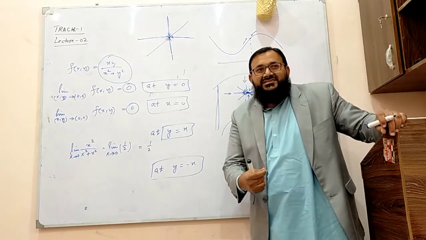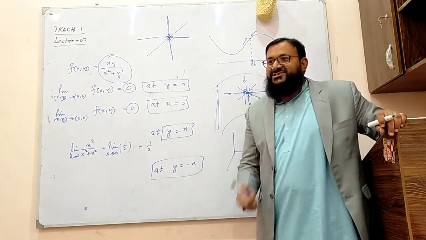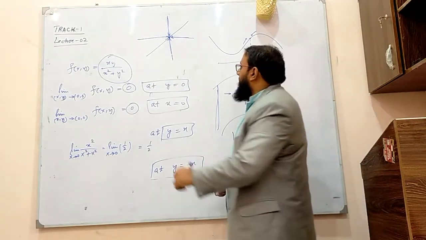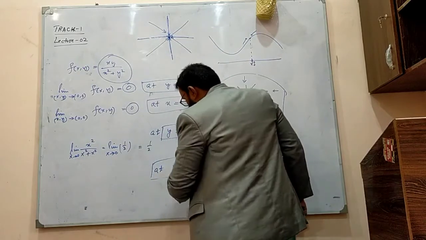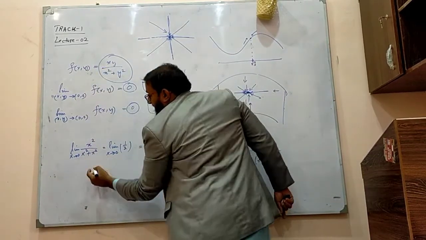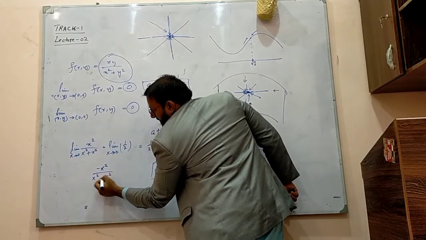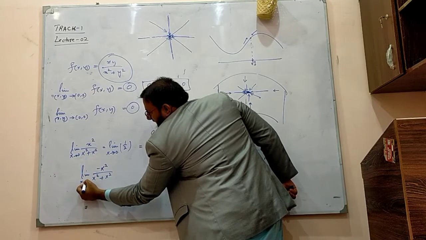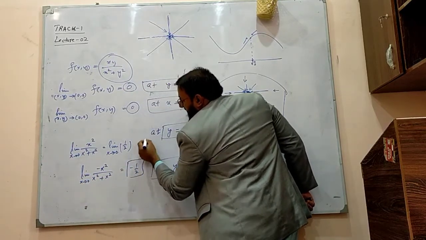Now, what about existence? That's very difficult, but you can claim that it does not exist, and that's very easy. So you take this path, now what happens? So y is equal to minus x. You put minus x here: minus x times x, minus x square, upon x square plus x square. So the limit as x goes to 0, the answer is going to be minus 1 half.